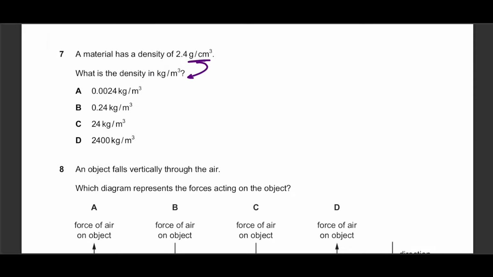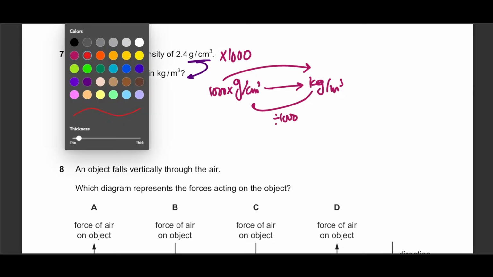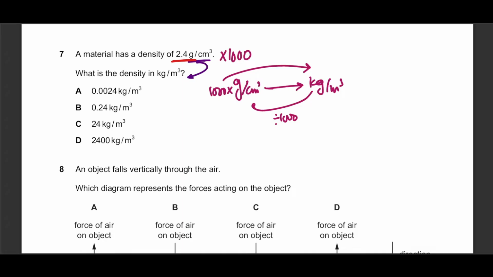Now, a student who has practiced these questions many, many times would realize that at the end of the day, it comes down to a factor of 1000. If you want to go from grams per cm cube to kilograms per meter cube, you multiply this value with 1000 and you go to this one. If you want to go back, you divide it with 1000 and you get grams per cm cube. In this case, if you multiply this value with 1000, the answer becomes option D.